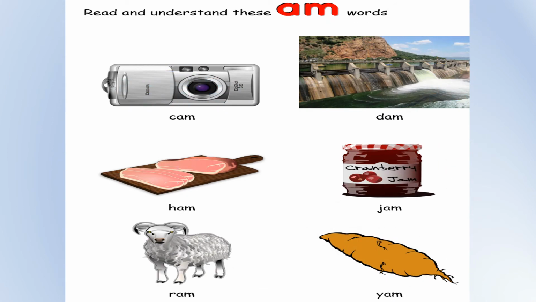So children, here is another set of words. Let's read them out. A, M, A-M words. K, a, m, cam. D, a, m, dam. H, a, m, ham. J, a, m, jam. R, a, m, ram. Y, a, m, yam.